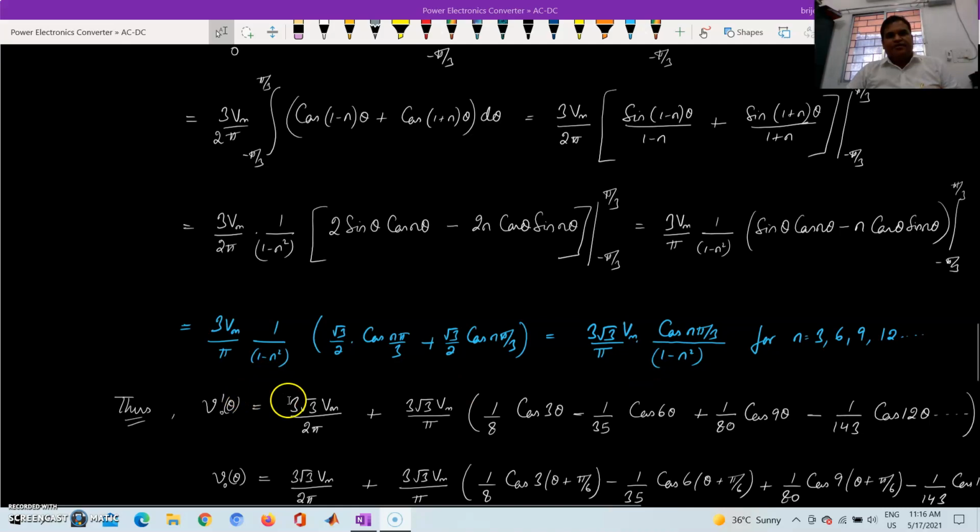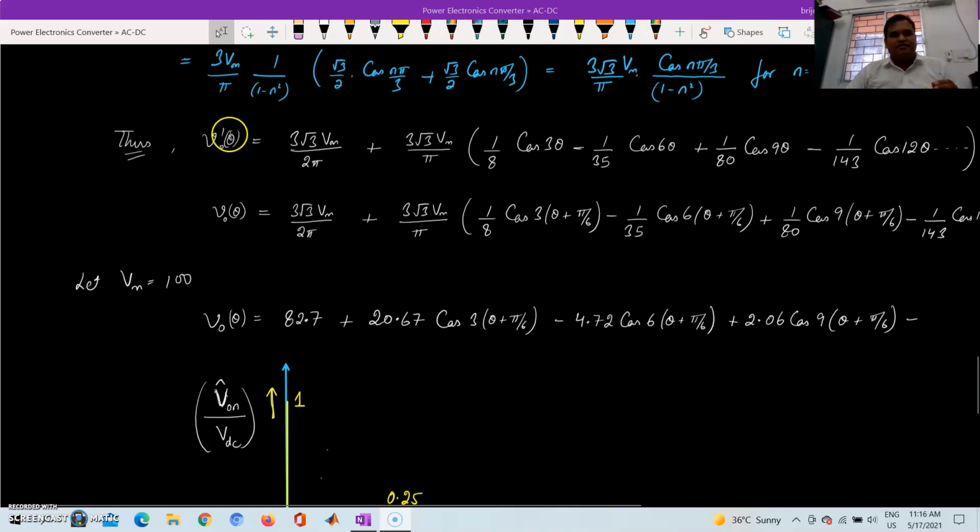Then if we put the value of VDC and An here, we get the value of V0 theta dash equal to the DC term, average value 3√3 Vm by 2 pi, plus 3√3 Vm by pi. When we substitute the value of n as 3, cos pi is negative and the lower term is negative, so it will be a positive term, 1 by 8 cos 3 theta. When we substitute n equal to 6, the upper term will be positive, the lower term will be 1 minus 6 square, which is 35 negative. So this entire term is negative.